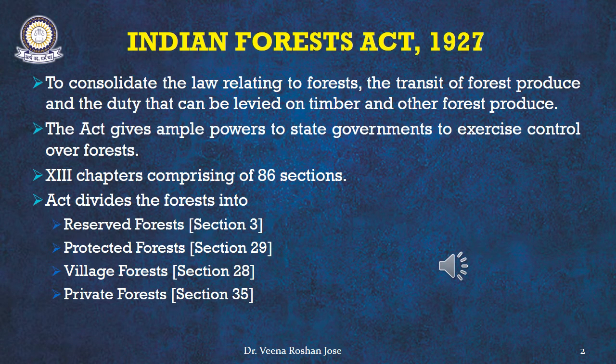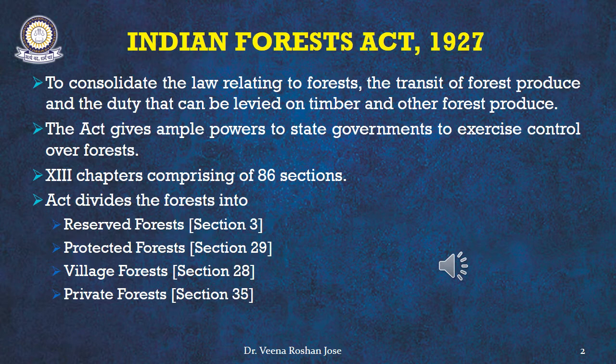So to begin with Indian Forest Act 1927, the main objective or aim behind the statute is to consolidate the law relating to forests, the transit of forest produce, and the duty that can be levied on timber and other forest produce. Okay, so first thing you need to remember is this was a statute which was enacted by the British. And obviously, when you analyze the ultimate purpose and objective of this particular statute, you can see that it was all intended to benefit the British.